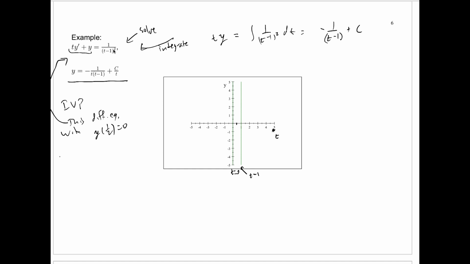If we just plug in the initial value t equals 1/2 into this equation, we get y of 1/2 is minus 1 over (1/2 times negative 1/2), which is exactly 4, plus c over 1/2, which is 2c, and this must be y of 1/2, which is 0. So when we solve for c, that tells us that c is negative 2. And if c is negative 2, we get y equals minus 1 over t times (t minus 1) minus 2 over t.